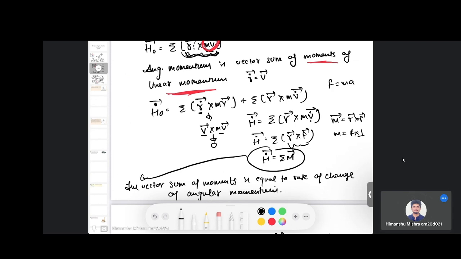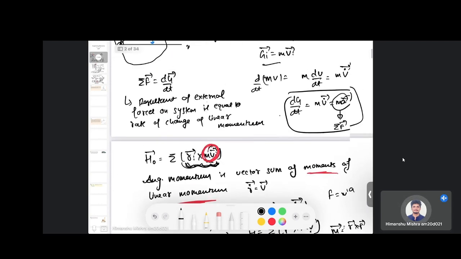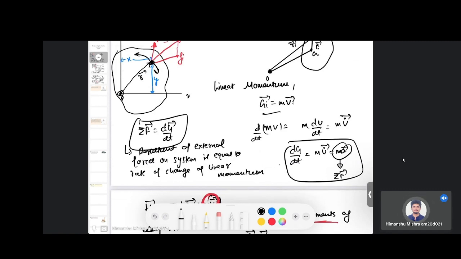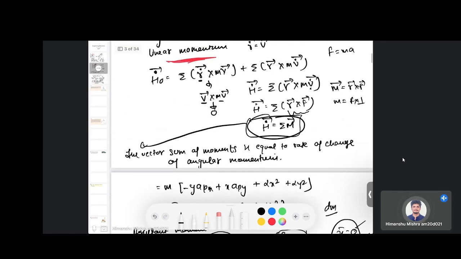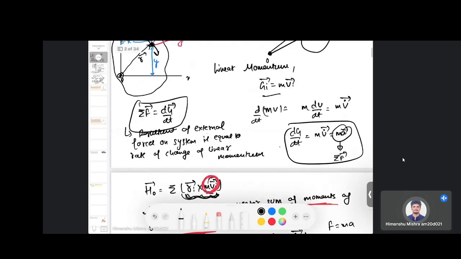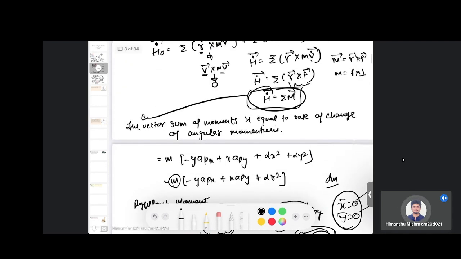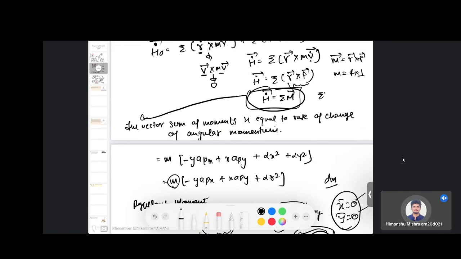angular momentum, right? And you can see this quantity is similar to the quantity we have derived here. So for the linear or translational motion, the rate of change of linear momentum equals the summation of force, and for the angular motion, the rate of change of angular momentum equals the summation of moments. So it's a similar concept here. For the linear motion, the rate of change of momentum is the summation of force, and for the rotational motion, the rate of change of angular momentum is the summation of moments.